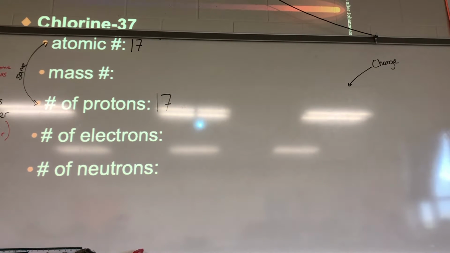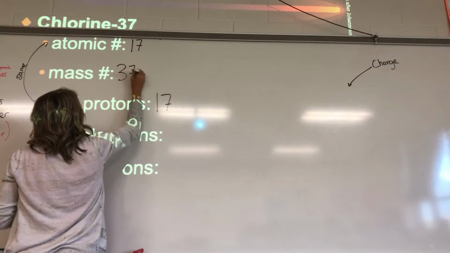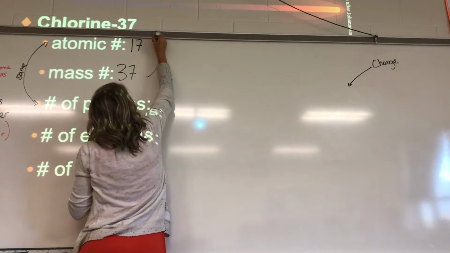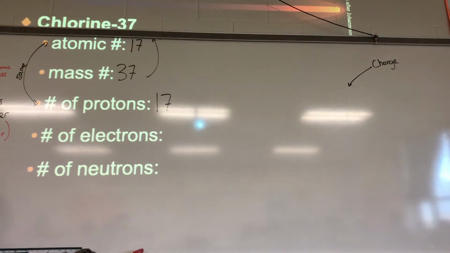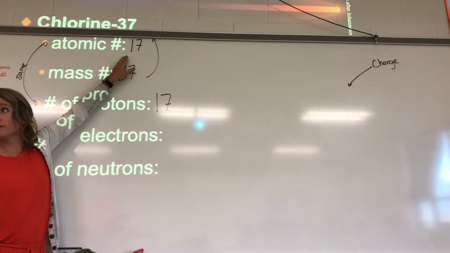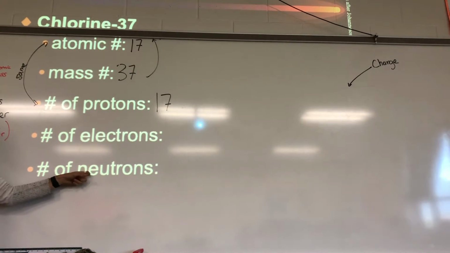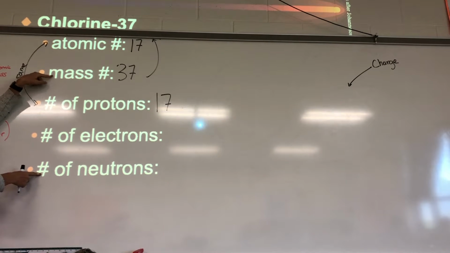How do I find the mass number? 37. Good, Bell's pointing right here, 37. This is just given. Keep in mind, this is not found on the periodic table. If it wasn't given to you, the only other way to find it would be if they gave you the neutrons. You have to be given one of these two things, otherwise you're stuck.